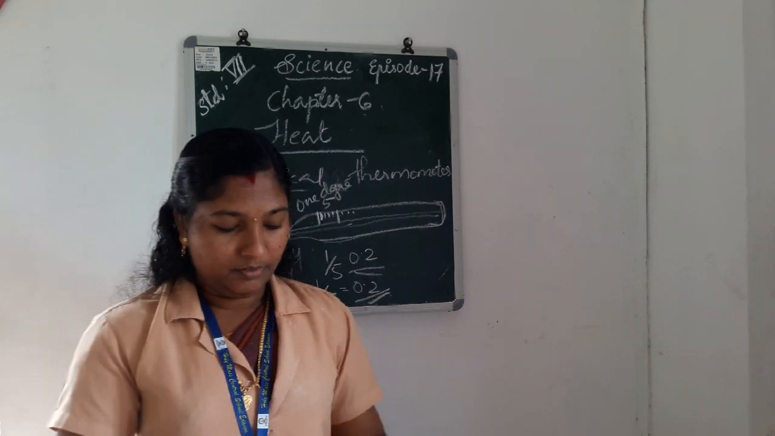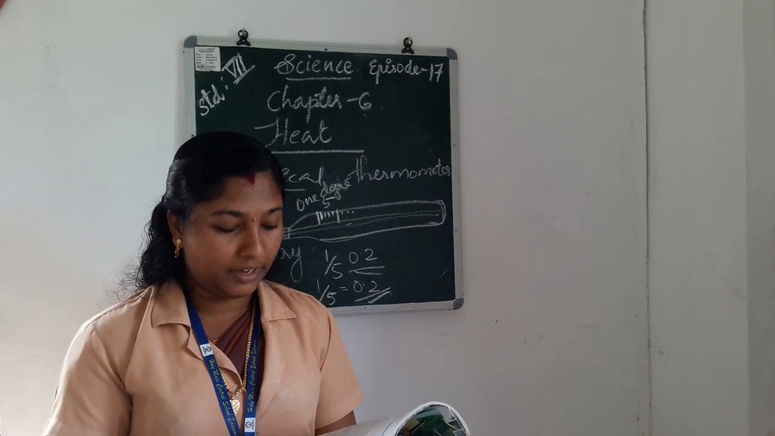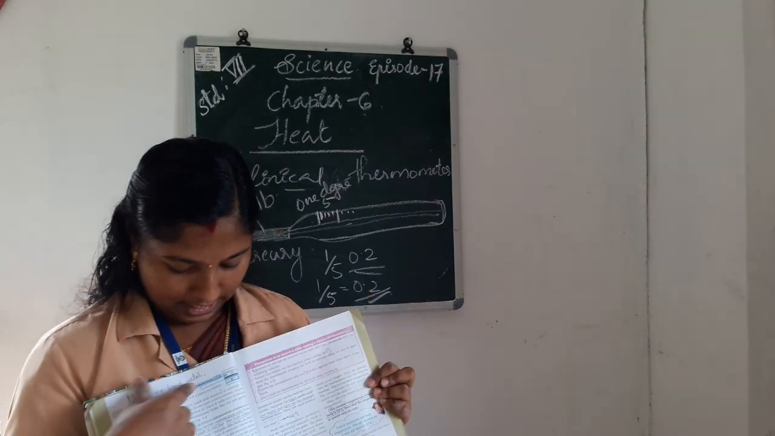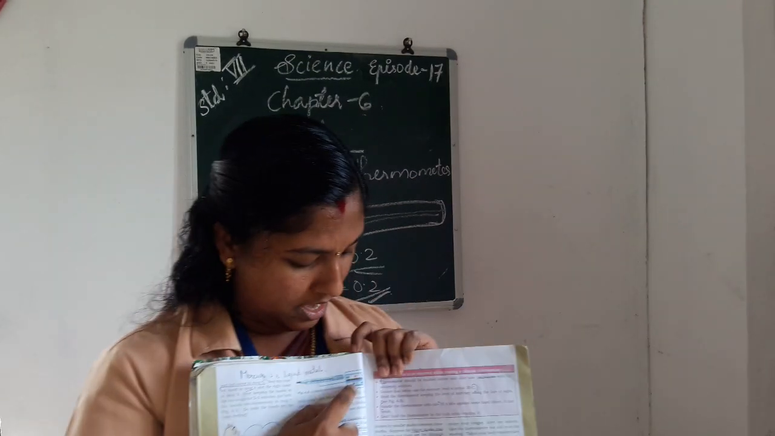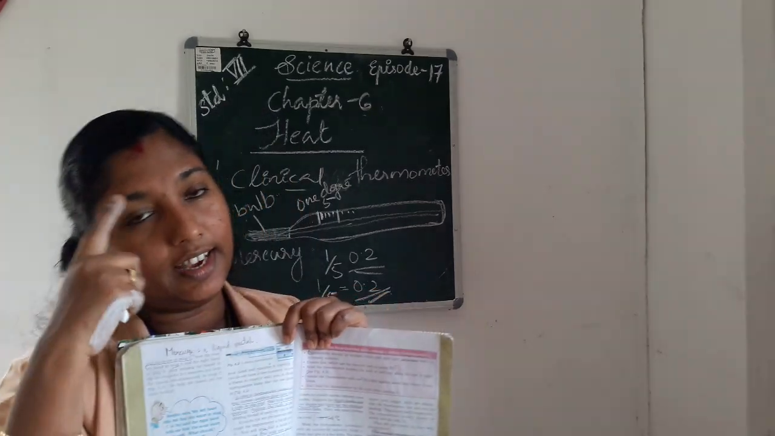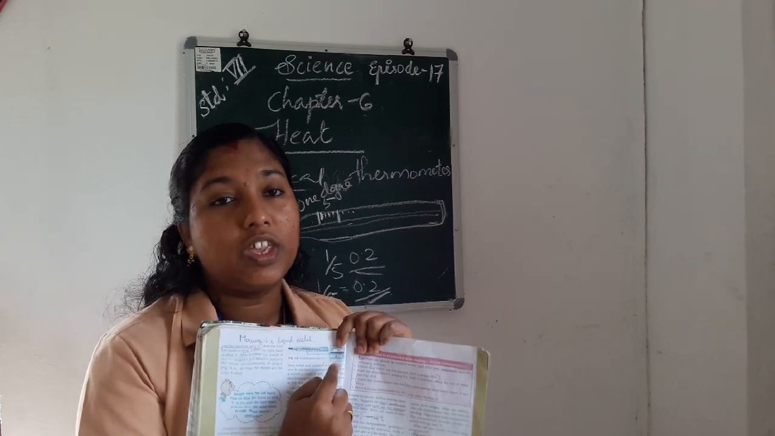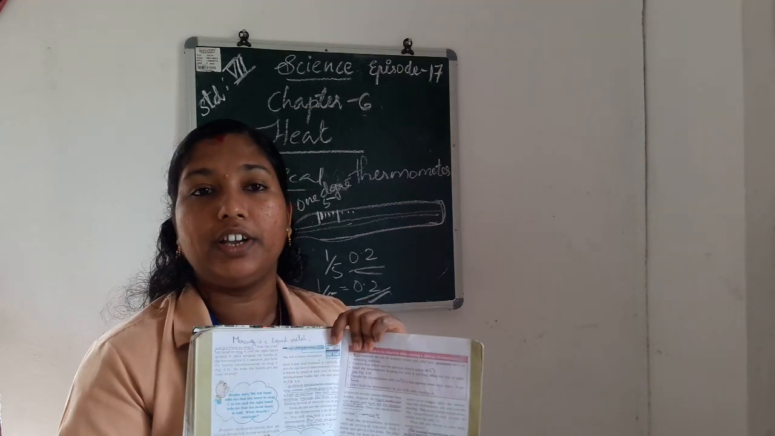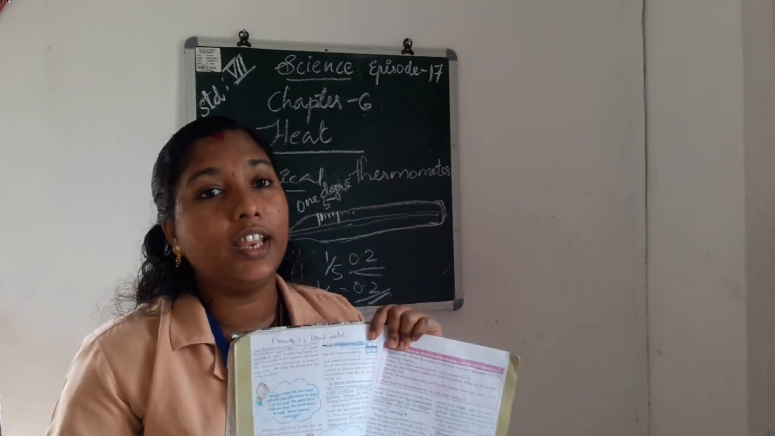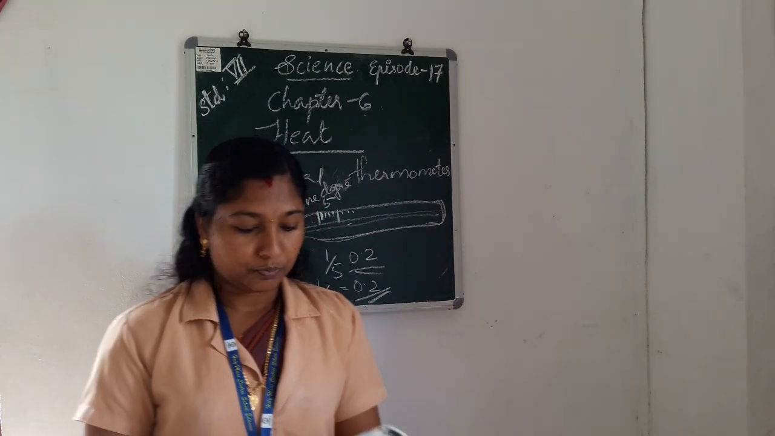Okay. Then next we move on to how to read a clinical thermometer. We know that in a clinical thermometer we can see large marks. Those large marks indicate 1 degree. In between the two large marks we can see 5 divisions. Each small mark is 1 by 5 divisions. That is 0.2. We can count it as 0.2.